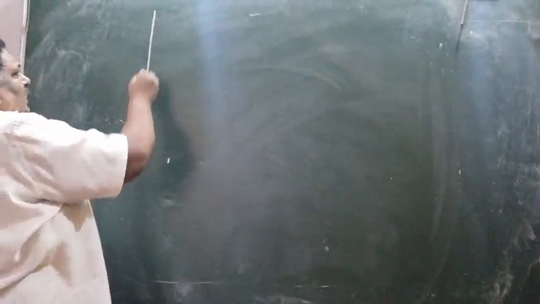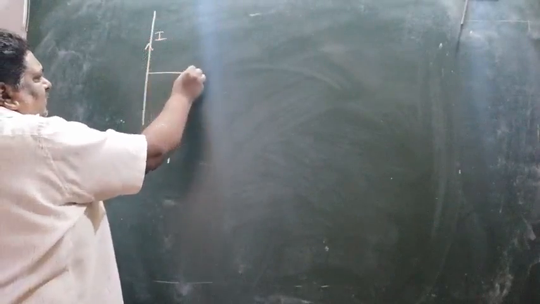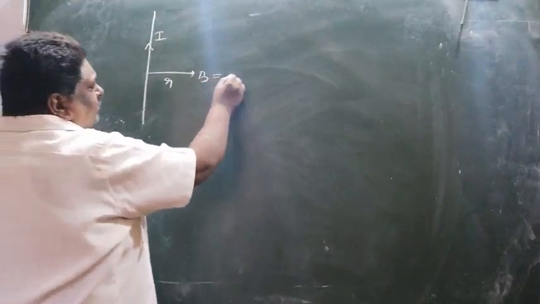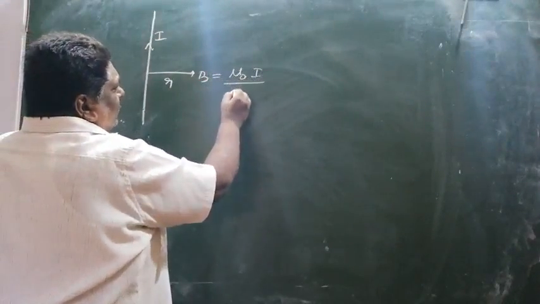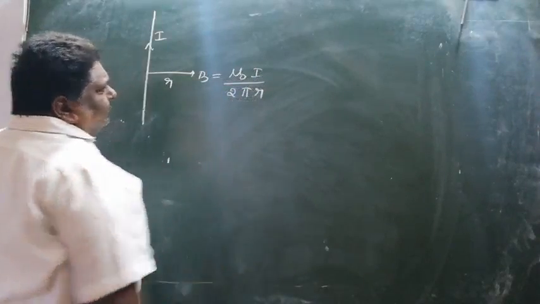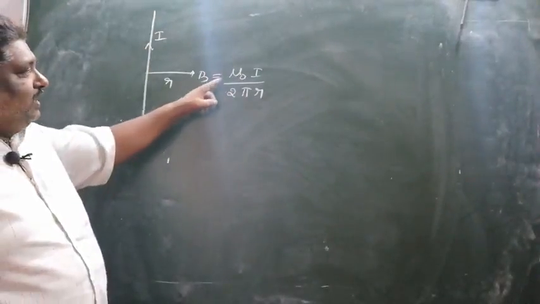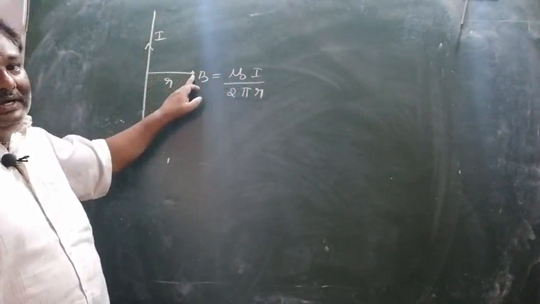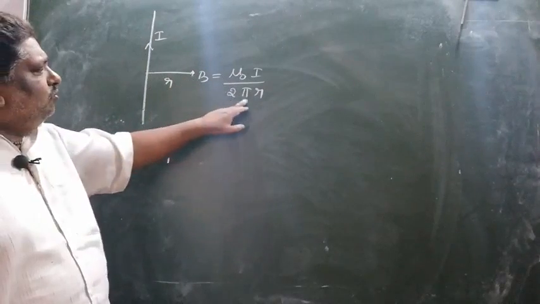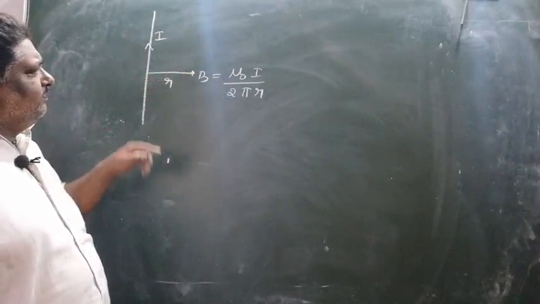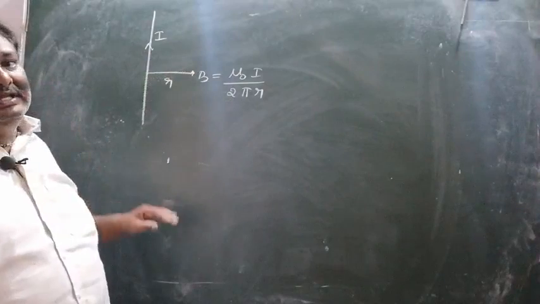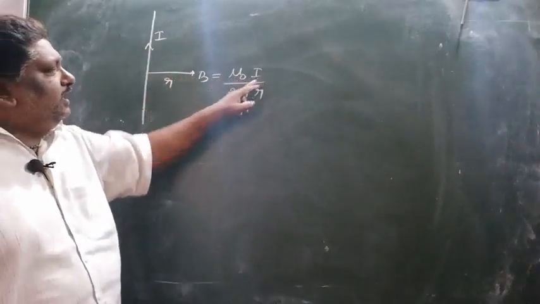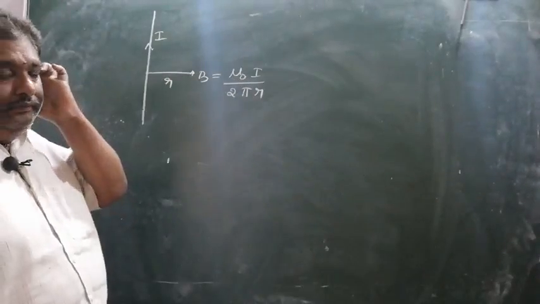Due to a straight conductor, if current I is passing, at r distance, what is the magnetic field? This equals mu naught I by 2 pi r. You know the mu naught value. I is the strength of the current, r is the perpendicular distance from it, and 2 pi is simply the circumference. It is derived, so remember this formula. Due to the straight wire, B is equal to mu naught I by 2 pi r.